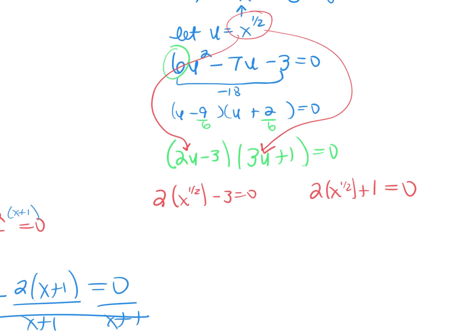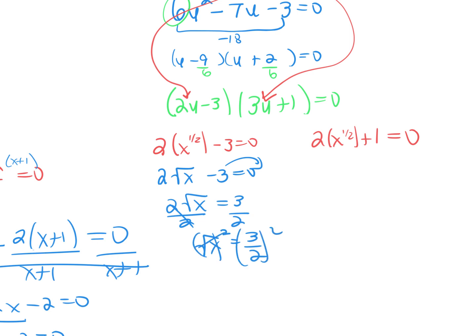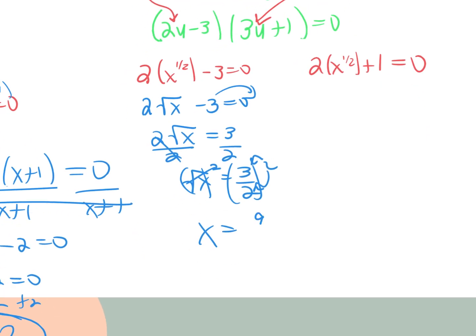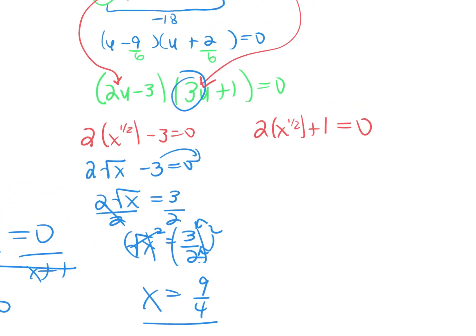Well, how do we write 1/2 as instead of a fractional exponent? This is 2 times the square root of x minus 3 equals 0. So let's isolate our x. I'm going to add 3 to both sides. This becomes 2 times the square root of x equals 3. Divide both sides by 2. I get the square root of x equals 3/2. And now how do you undo the square root? You're going to square both sides. So when we square both sides, I get x equals, this goes to the numerator and the denominator, so I have 9/4.